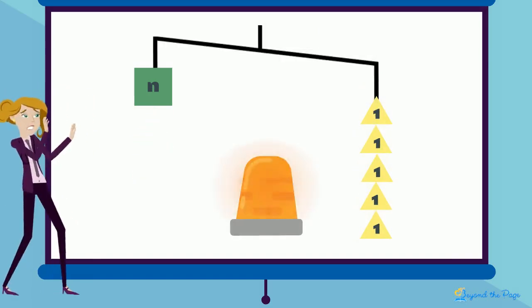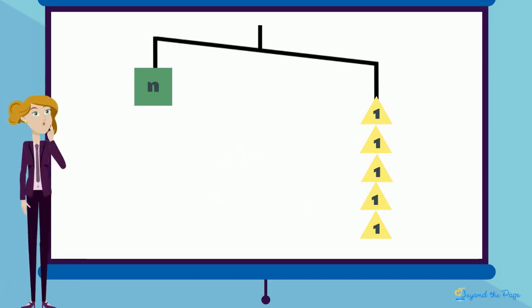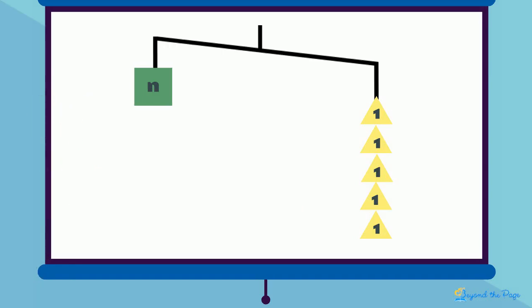Oh no! What happened? The hanger is no longer balanced. That's because the 5 triangles on the right side had the same value as the variable square plus 2 triangles. When the 2 triangles were removed from the left, it meant the values were no longer the same. What can you do to bring the hanger back into balance?